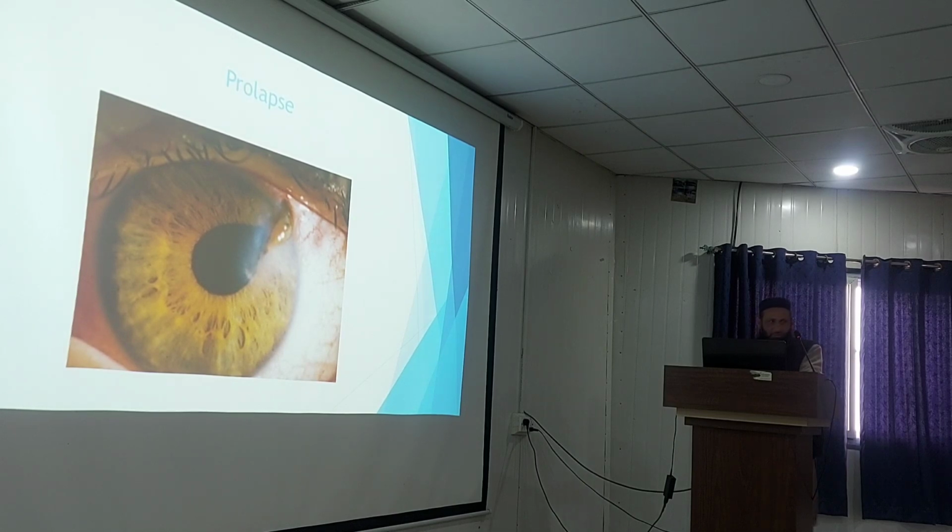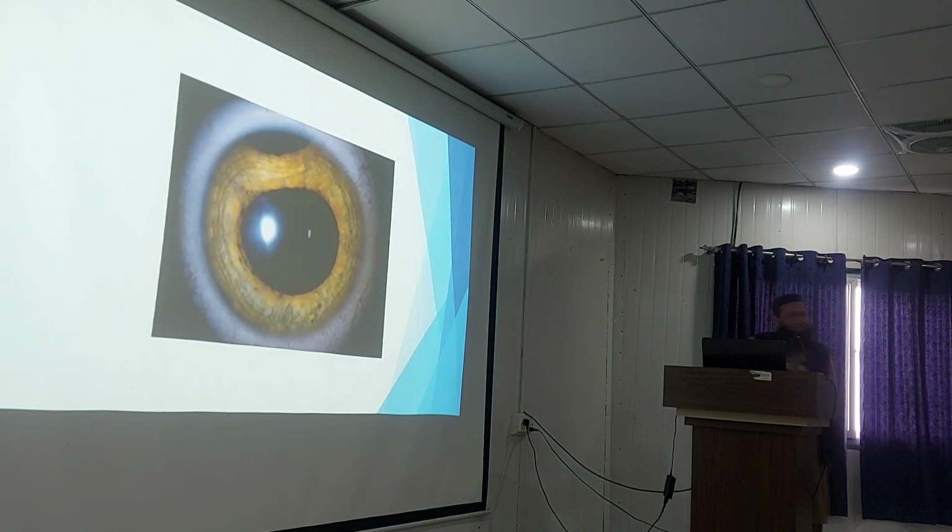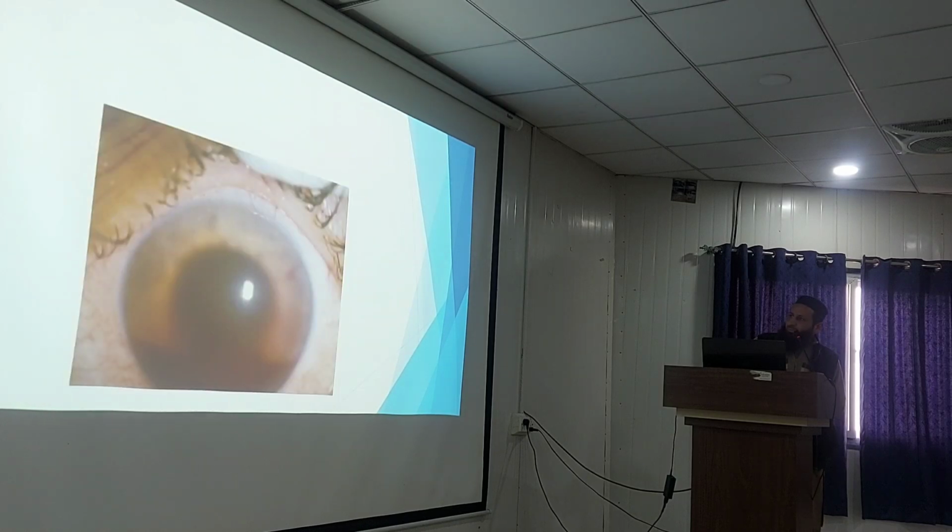What could this be? I think it is the last slide. Yes, this is trauma. This is called iridodialysis. The iris is detached from the ciliary body due to trauma. This is a picture of hyphema, blood in the anterior chamber. Again, here the pupil is sluggish and mid-dilated due to trauma.